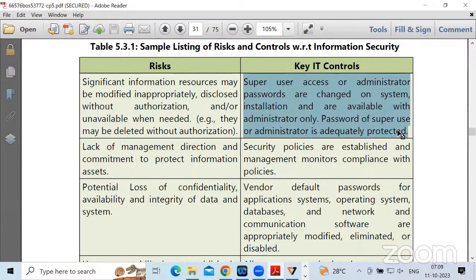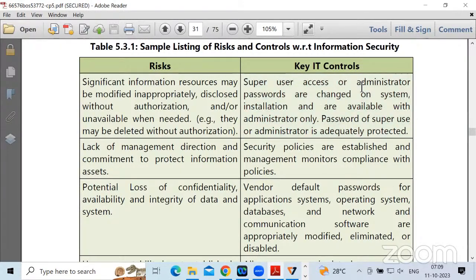What does it indicate? Super user or administrator user means he is the one who is having full control. All privileges are given, like read, write, execute. Now, this administrator alone can add the username and you can give access to the servers. Now, if this username or password is hacked, actually, the hackers can enter into the system and do all kinds of damage. So, what is the control?